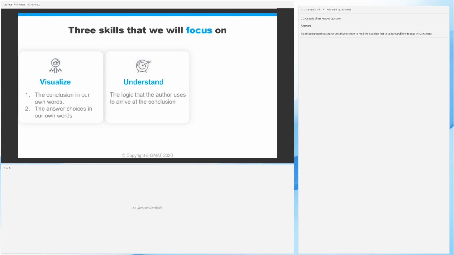The second skill is the logic that the author uses to arrive at the conclusion. That's really important, because when you think about an argument, all CR questions are a test of logic. So it's really important to build the logical structure of the argument and then move forward. And once we do 1 and we do 2, we can then really talk about pre-thinking and formulating that falsification question.